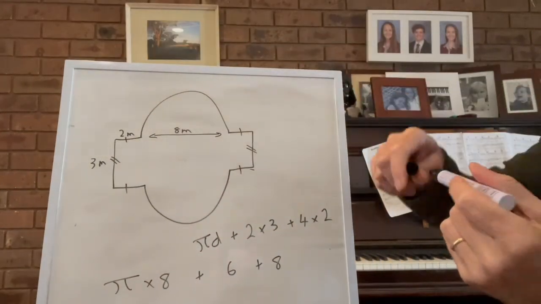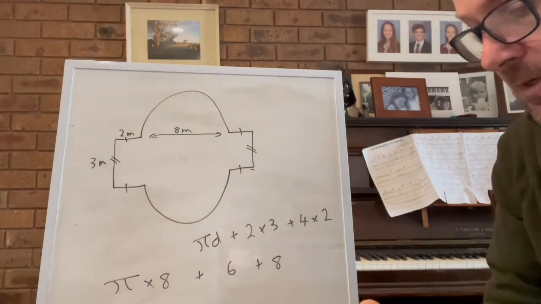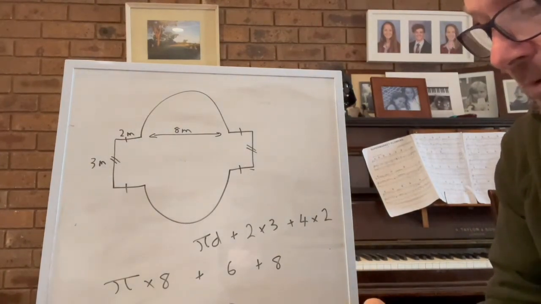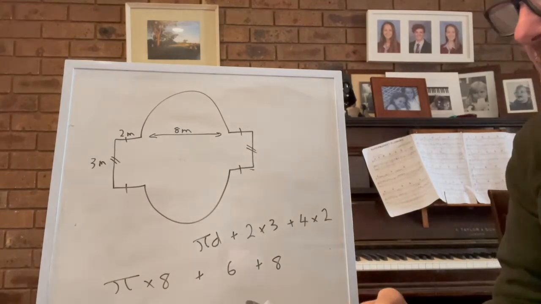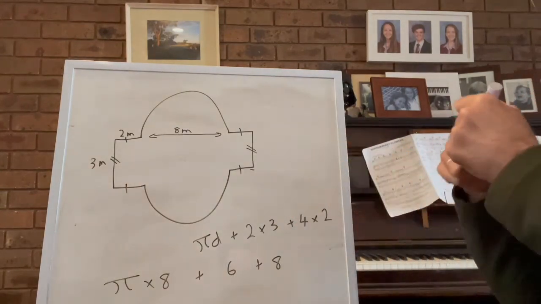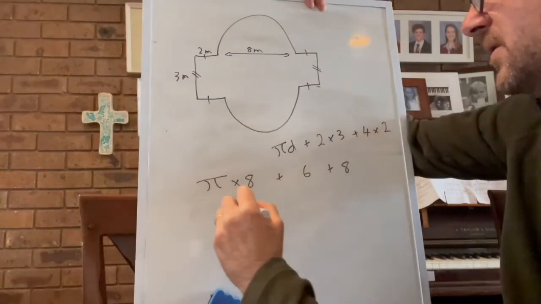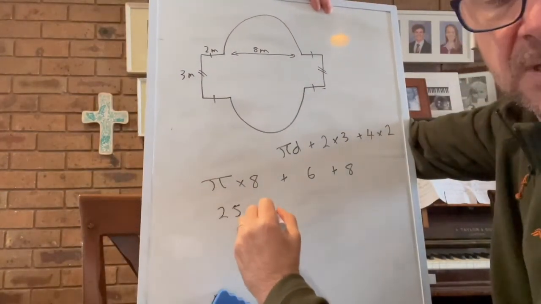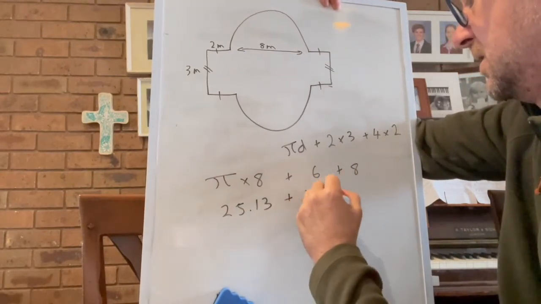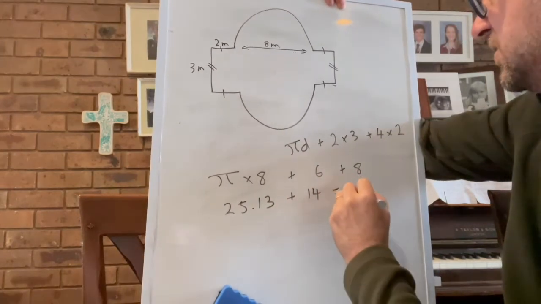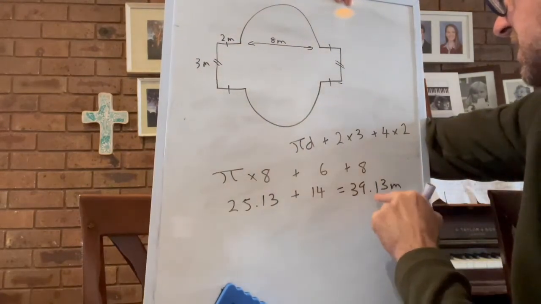Now we'll just do pi times the diameter on our trusty calculator. Pi multiplied by 8. Because nothing else is a decimal in this, we can round off at this point and it won't impact our answer. So 25.13 plus 6 and 8 is 14. So 25.13 and 14 is going to give us 39.13, and they are in meters. So we add meters as our unit of measure at the end.